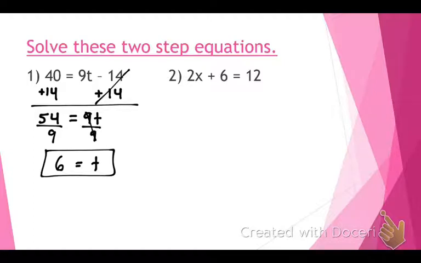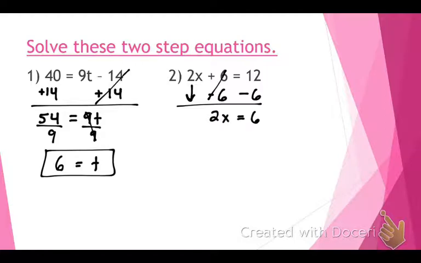We're going to do one more example exactly like that. All the girls, help me out. What do I do first for number 2? Get rid of the 6. So how do I get rid of that positive 6? Minus 6 to both sides. Ladies, what do I do? 12 minus 6 equals 6. And bring down? 2x equals 6.